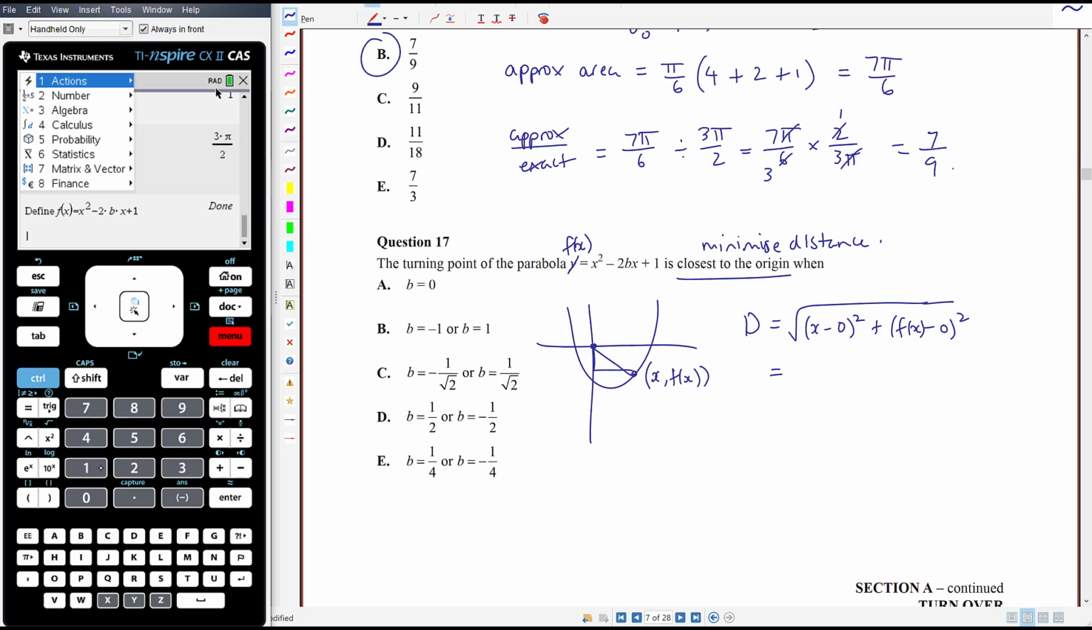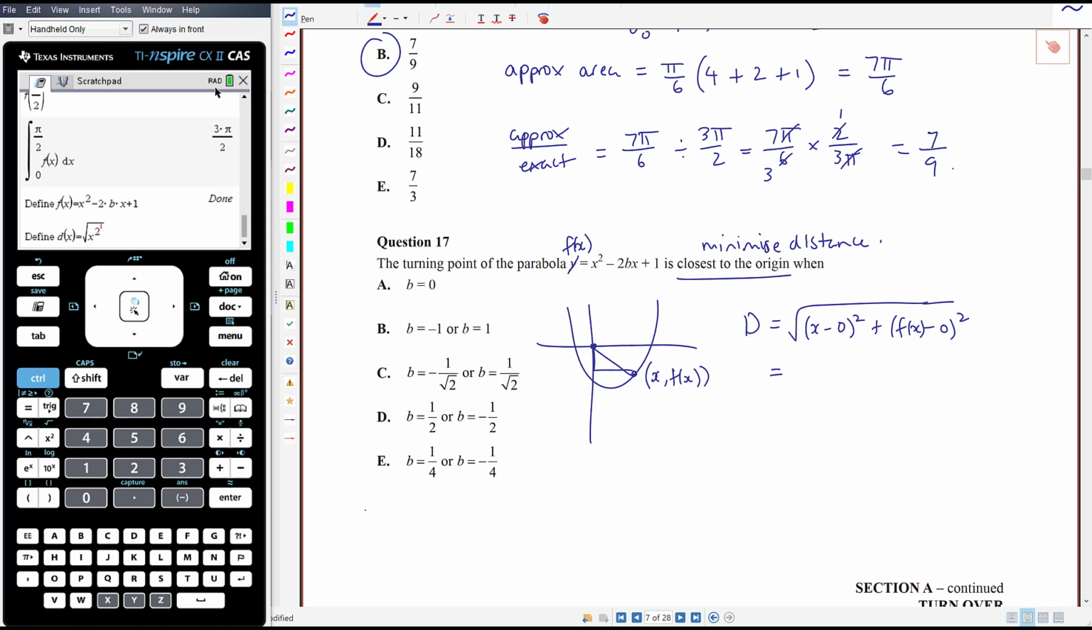Okay, so I'm going to define that function with my CAS. I'm going to define d of x as being the distance, and it is the square root of x squared plus f of x all squared. I've defined my function, so that's all fine. It doesn't really matter what that is. To minimize, we want to solve the derivative of that equal to 0.